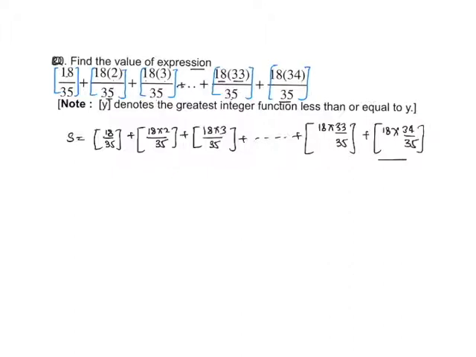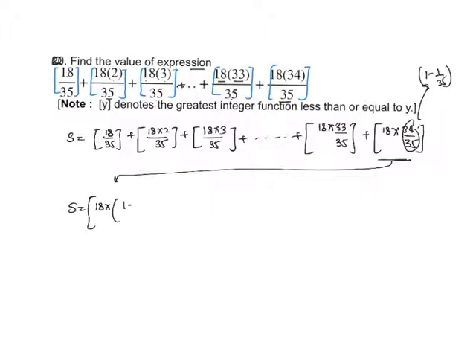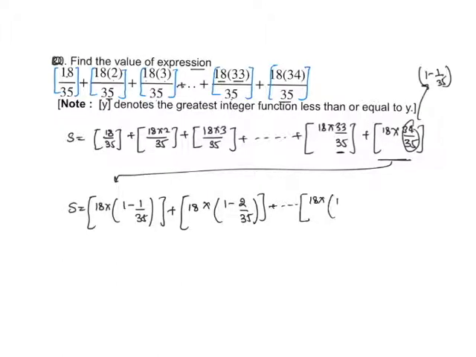Now to solve this one, we will add this equation again in reverse order. So S equals 18 into 34 by 35, which we can write as 1 minus 1 upon 35, plus 18 into 33 divided by 35, which we can write as 1 minus 2 by 35, plus and so on, 18 into 2 by 35 we can write as 1 minus 33 divided by 35, plus 18 into 1 by 35 we can write as 1 minus 34 by 35, bracket close.